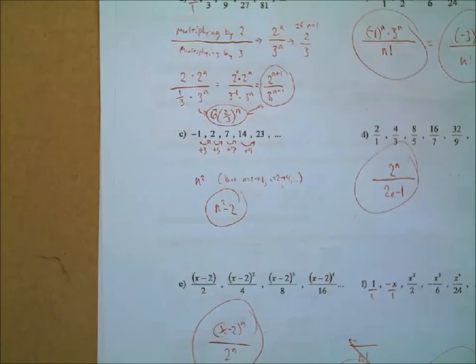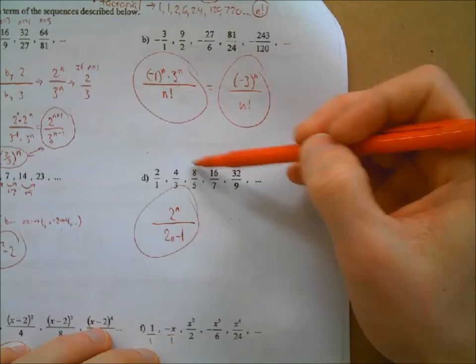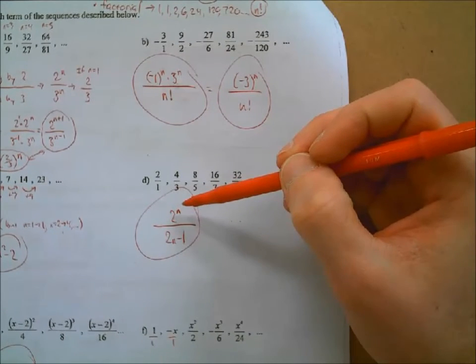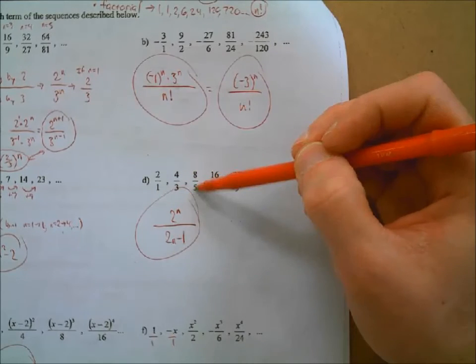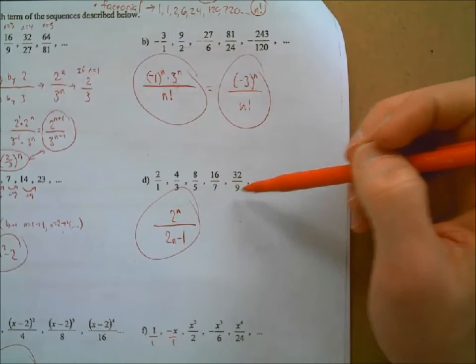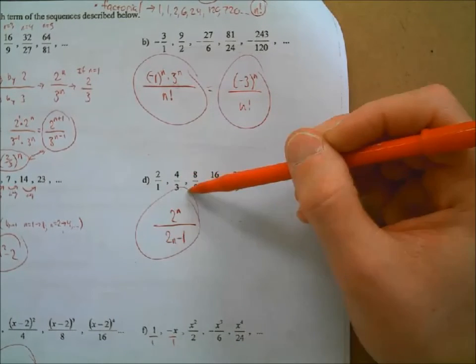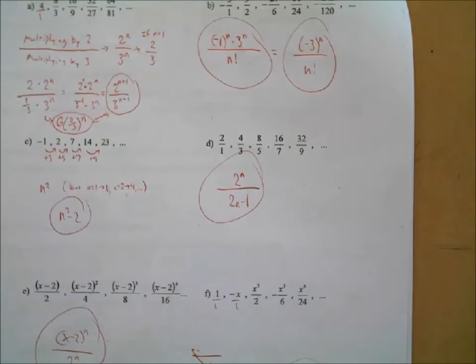Okay, letter D. This one's very straightforward, I think. We're multiplying by 2 each time in the numerator, so it's 2 to the n for the numerator. And then we are adding 2, so it's a constant, repeated addition here, plus 2, plus 2, plus 2. So it's going to be 2n, but then again, with 2n, we have to subtract 1 to make it fit here, right? It's 2n minus 1 there. 1, 3, 5, 7, 9. Okay.